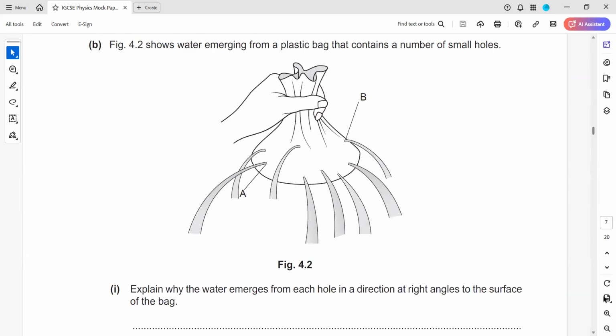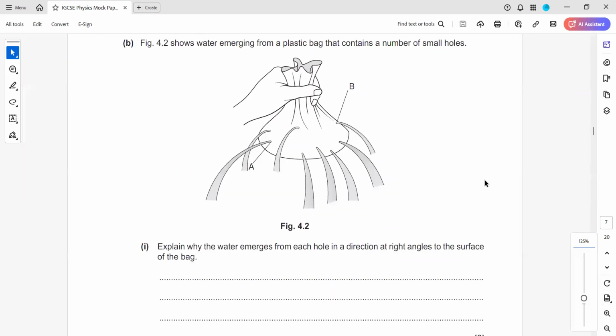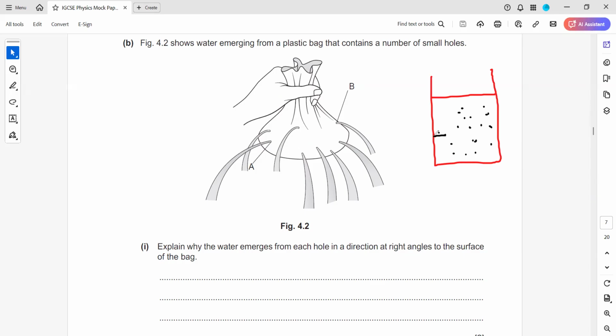The second one, figure 4.2, shows water emerging from a plastic bag that contains a number of small holes. Explain why the water emerged from each hole in a direction at right angle to the surface. So what is the reason for that? Let's say you have a container which is filled with a liquid. The particles of the liquid apply pressure in all directions. Liquid pushes the molecules here, so the liquid applies pressure in all directions.